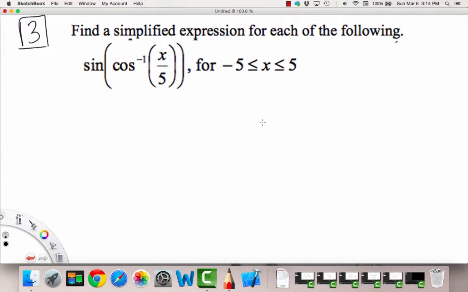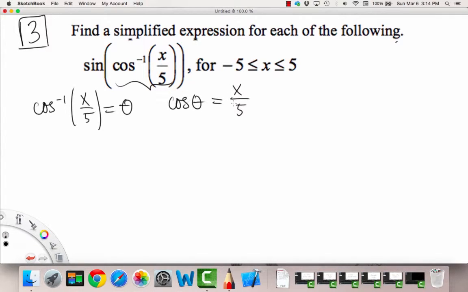Okay, number 3 tells us to find a simplified expression for this expression down here. So this rather complicated expression. So the thing is, we're going to start with this guy. So cosine inverse of x over 5 is equal to some angle. Okay, this is the same as saying cosine of some angle is equal to this x over 5.